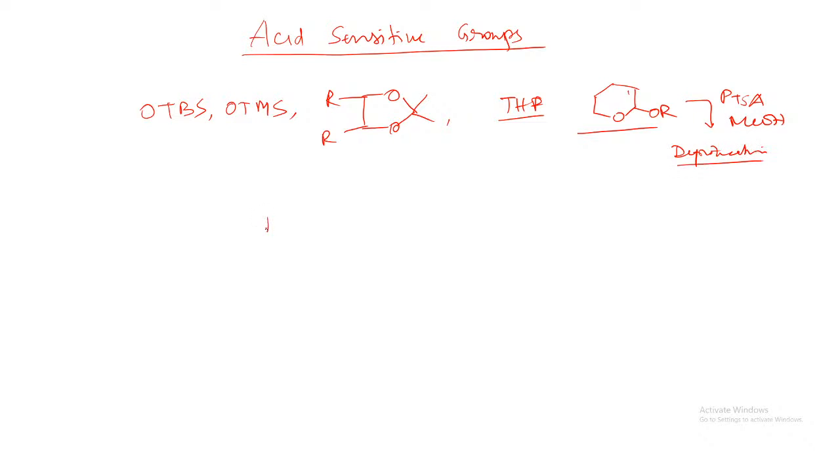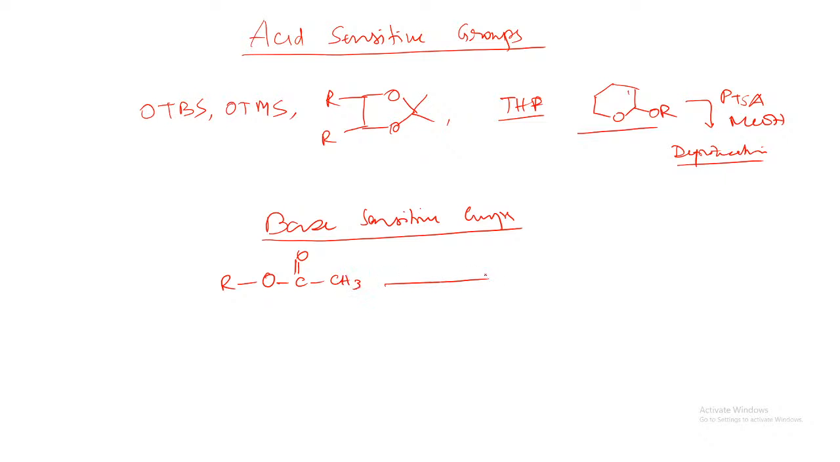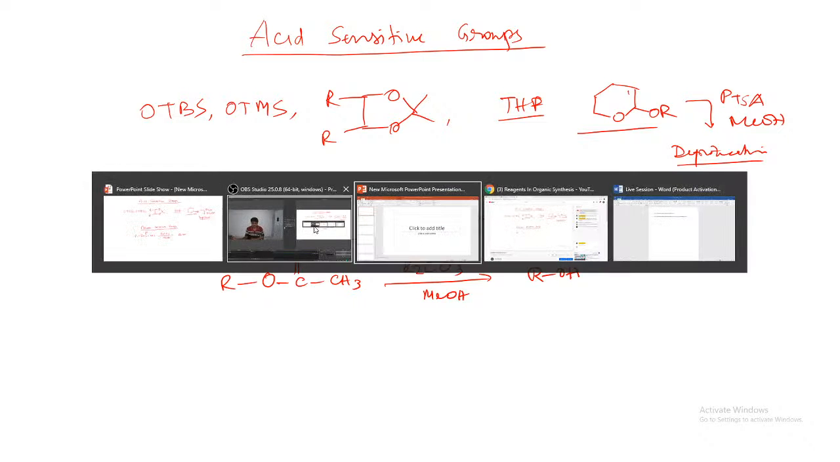Similarly, base sensitive groups are there. So acetate, OCOR, can be deprotected by potassium carbonate in methanol to ROH. So you have to keep in mind the acid sensitive groups and base sensitive groups.